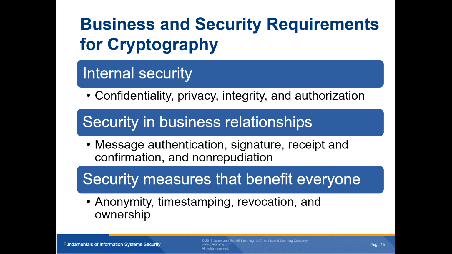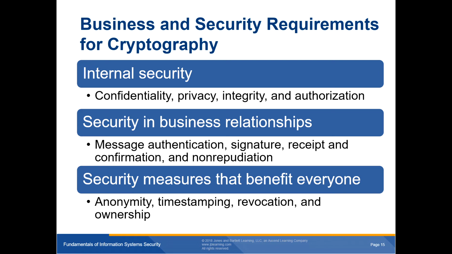Security in business relationships. Message authentication. This confirms the identity of the person who started a correspondence. Signature. A digital signature binds a message or data to a specific entity. This is not a digitized signature, which is an image of an electronically reproduced signature. Receipt and confirmation. Receipt verifies that an entity acknowledges information has arrived. Confirmation acknowledges that the provider has provided a service.